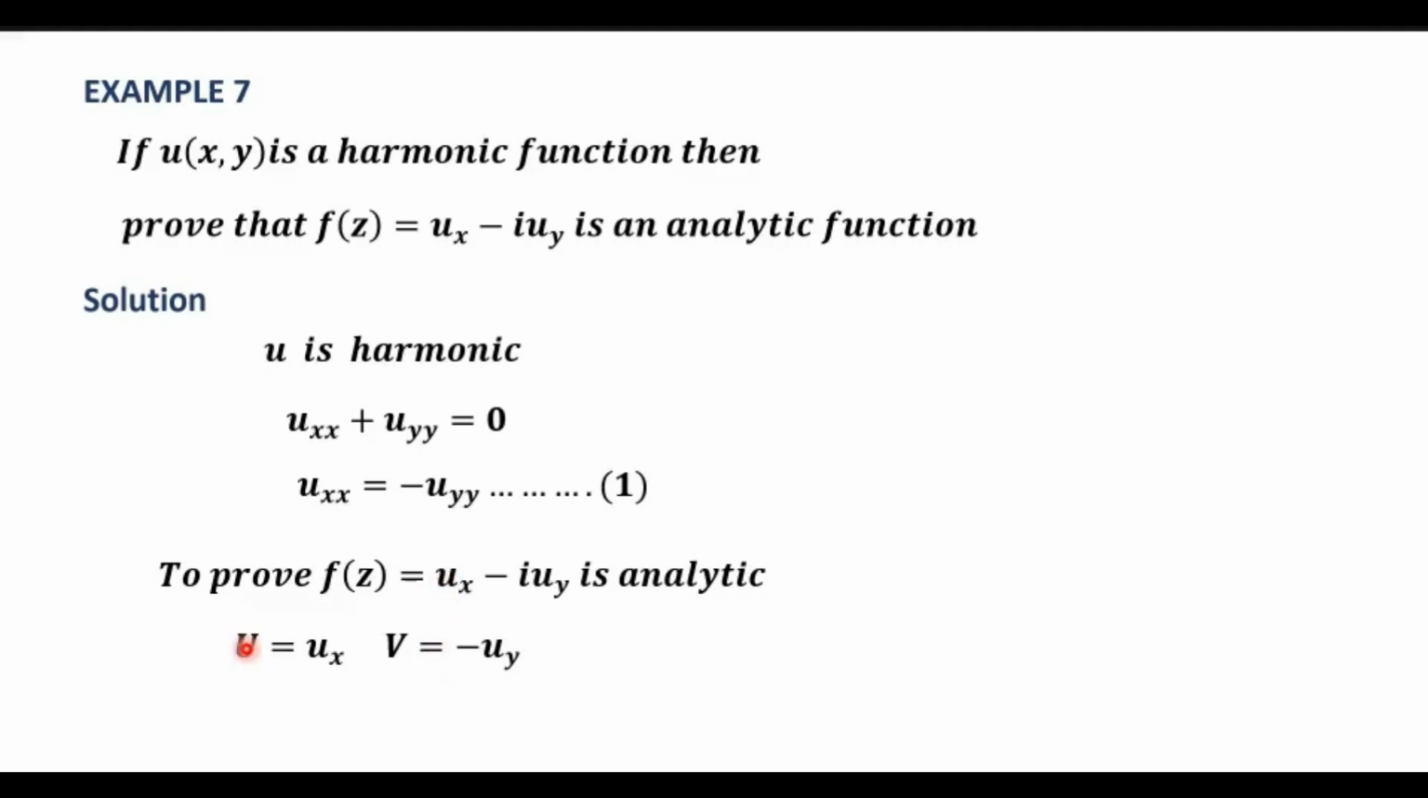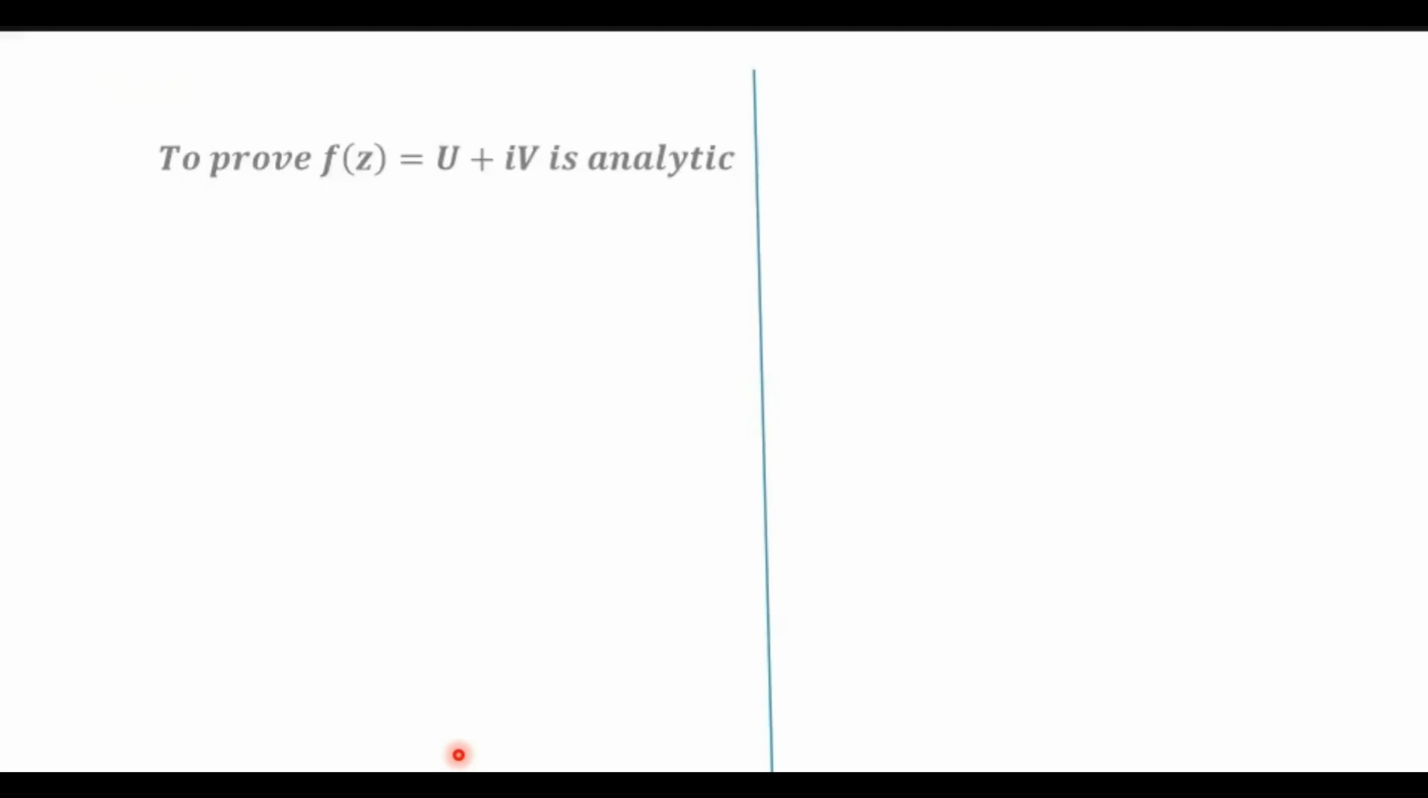So we took this as capital U, this as capital V. So now we have to show that capital U plus iV is analytic. So what will we have to prove? Capital Ux is equal to capital Vy and capital Uy is equal to minus capital Vx. Everything in terms of capital functions. To prove that U plus iV is analytic, we have to show that Ux is equal to Vy and Uy is equal to minus Vx.